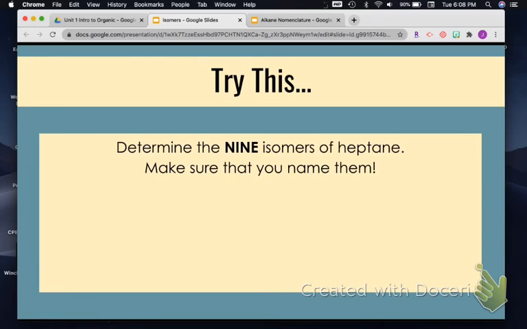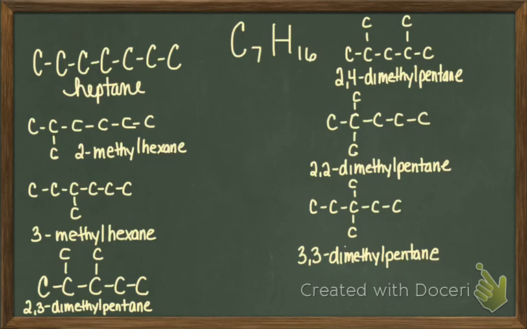And for practice, I would like you to determine and draw the 9 isomers of heptane. So you're going to start with what the molecular formula is, and I'll give you a hint. You're going to start with heptane as one of the 9 isomers. Make sure that you name them, so go through the steps and name along the way. I'm going to pause the video, or you should pause the video so you can try to draw those 9 isomers, and then I will show you the answers after you're done. Okay, let's see how you did.